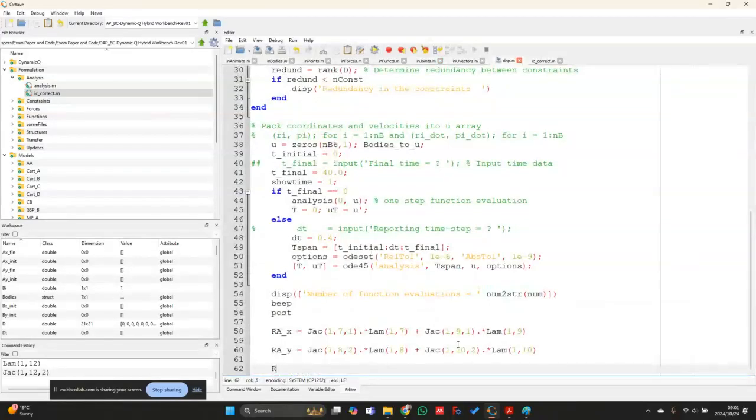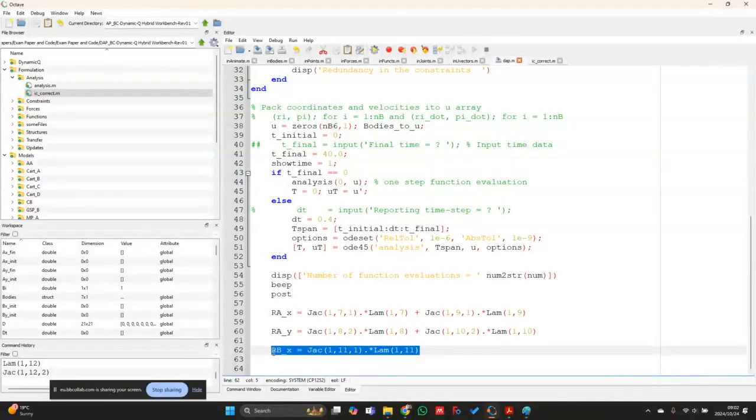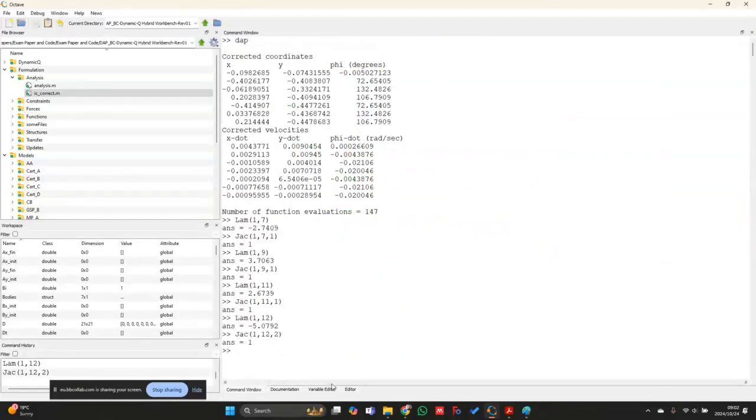So if I say over here RB underscore x, that would be Jacobian 1, 11, 1 dot multiplied by Lagrange multiplier 1, comma 11. Then for RBY, it will simply be 12 and 2. So I just change this to 12, make this 2, and then this will be 12 as well. Okay, so these are all of the revolute joint reaction forces that I then have to consider.